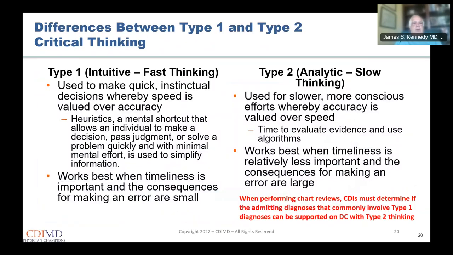So what I mean by type 1 intuitive thinking, which is fast thinking, it's used to make quick instinctual decisions where speed is valued over accuracy. This may be mental shortcuts that allow us to make a decision, pass judgment quickly, and it works best when timeliness is important and the consequences of making an error are small. On the other hand, type 2 thinking is slower, it's more conscious, where accuracy is more valued than speed. And it works best when timeliness is less important, which you will have time to look at these, though one will have to practice to be more quick, because there will be different productivities that are involved in the work that we do.